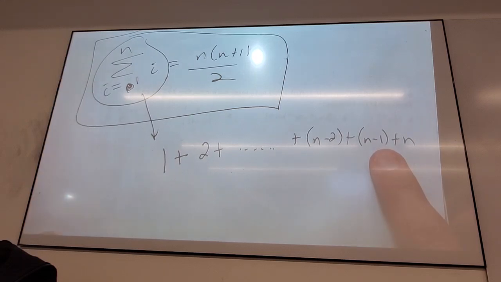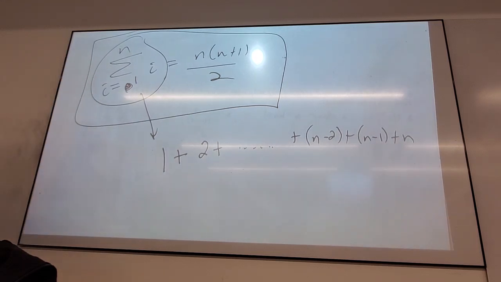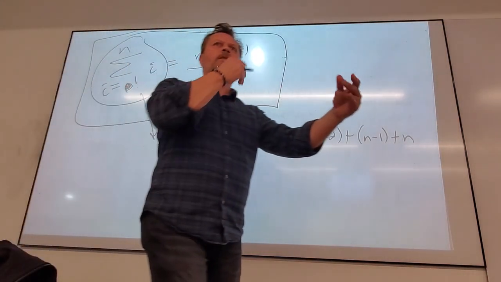Is that cool that I did that? If I'm going up to n, that means I have to go through n minus 2, n minus 1. Is that cool? Now, here's the trick.